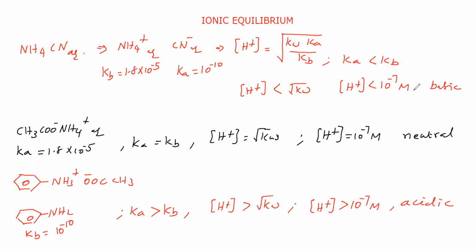Then in some salts, neither cation nor anion undergoes hydrolysis. That aqueous solution is neutral. In some salts, anion alone undergoes hydrolysis. That aqueous solution is basic. In some salts, cation alone undergoes hydrolysis. That aqueous solution is acidic. If both cation and anion undergo hydrolysis, then the resultant solution comes under such a category. Okay. We'll go to the next topic.